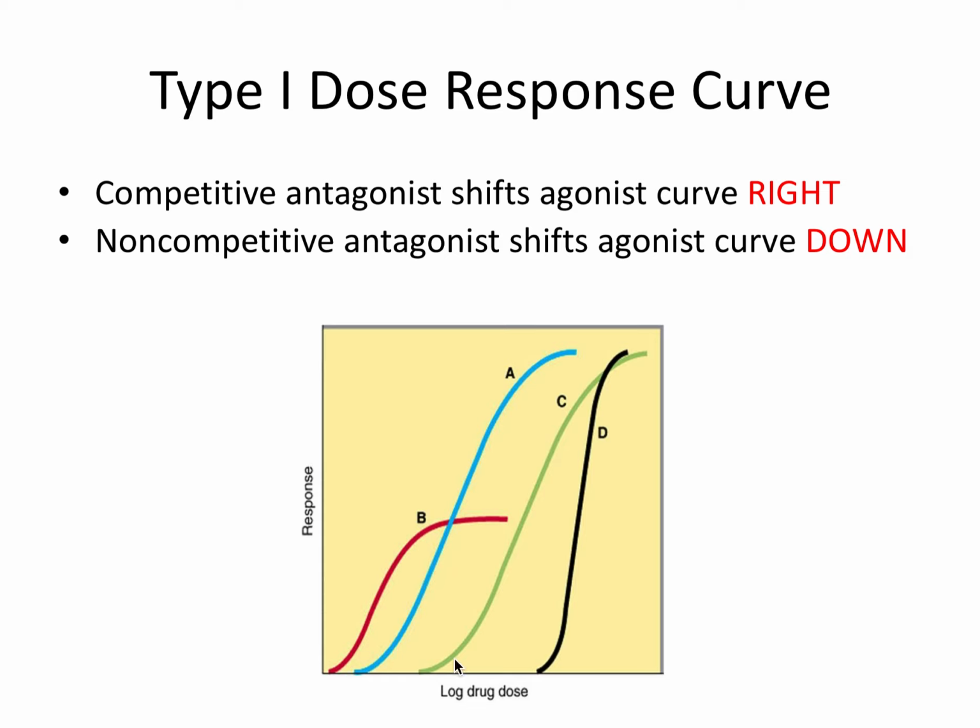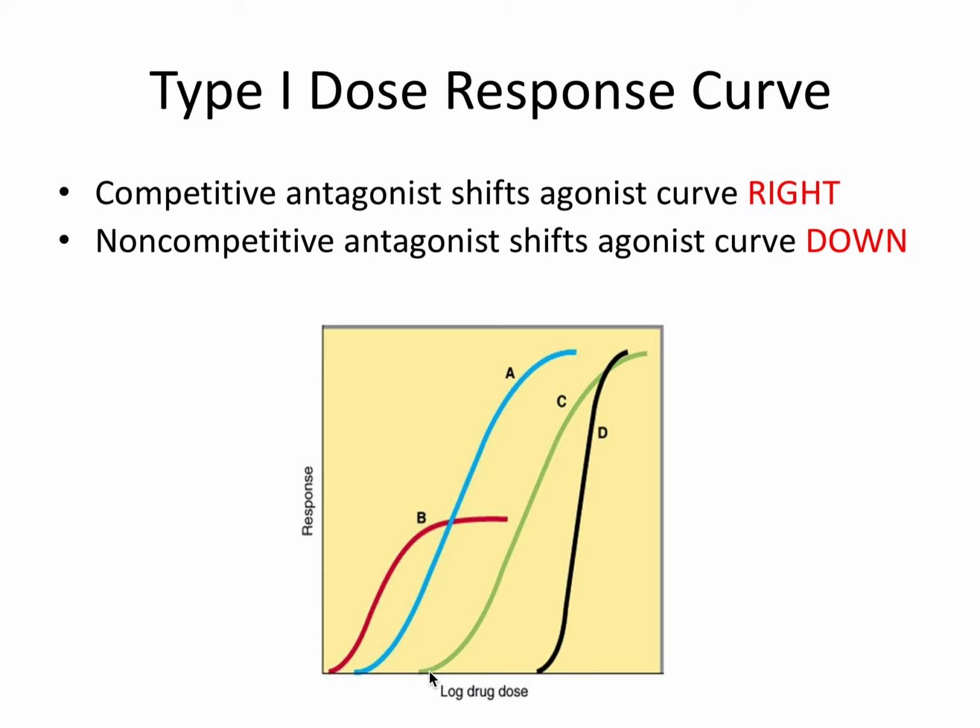So we can play this out visually, how antagonists can affect a type 1 dose-response curve. So let's start with A as our starting point, and A would be our typical endogenous agonist. Now, if we add a competitive antagonist to the mix, that shifts this agonist curve to the right. So C and D would be examples of a competitive antagonist's effect. Because the competitive antagonist increases the amount of drug or agonist needed to produce the same response.